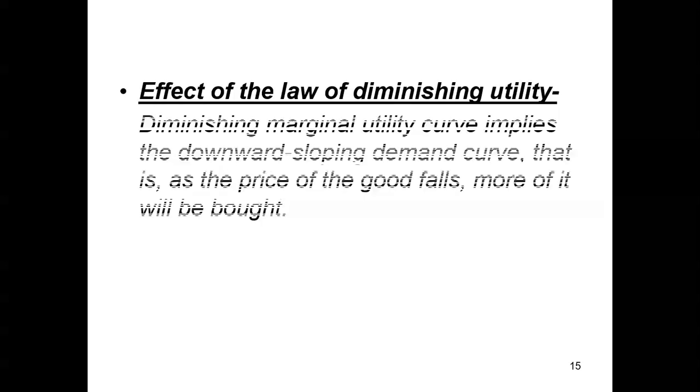The other thing is the effect of the law of diminishing marginal utility. What is marginal utility? The additional utility from consuming an additional unit is known as the marginal utility. The law of diminishing marginal utility implies a downward sloping curve: as the price of the good falls, more of it will be bought. The consumer is going to purchase more things.